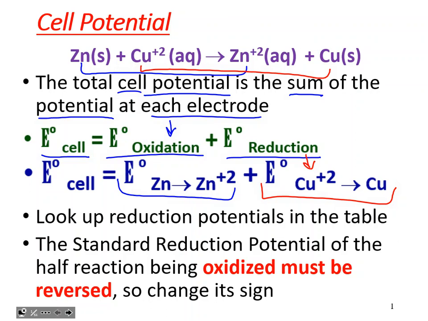Now remember, standard reduction potentials, half reactions being oxidized, will need to be reversed. That's the one thing you do, you reverse them and then you change the sign. Also remember standard reduction potentials or oxidation potentials, if you multiply through by a factor, that does not change the potential value. Only reversing it do you change the sign. You never multiply through by a factor. This is an intensive property. There's only a certain amount of electrons that are going to flow over at any given time. So there is no multiplying factor for these at all.